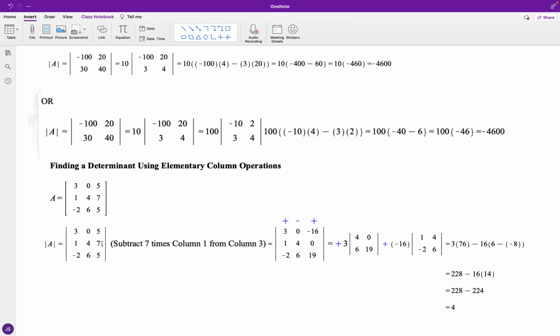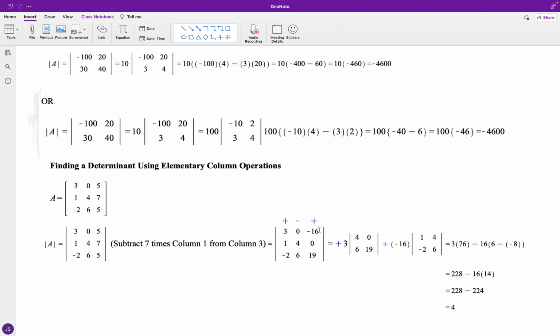So what I can do here, 7 minus 7 times 1 is 0. And so I could just take collectively, subtract 7 times the first column from the third column. And we have in this development, I've got 3, 1, negative 2 for the first column, 0, 4, 6.